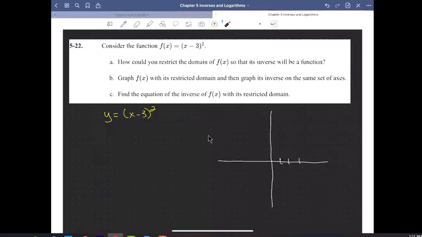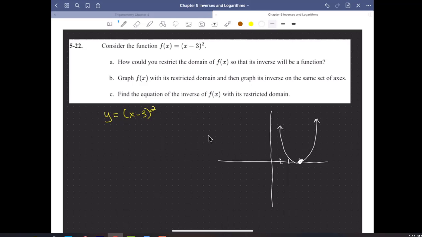It's almost in that graphing form, right? H and our K. So our H is going to be 3 and our K is going to be 0. So at 3, 0, right? And it's going to open up. So it's going to look along this line, right?